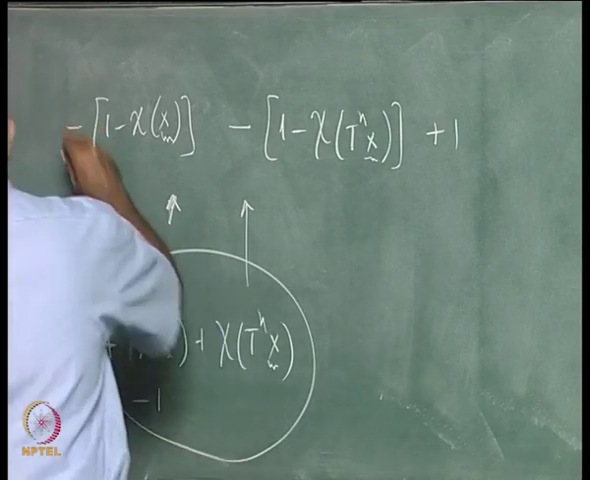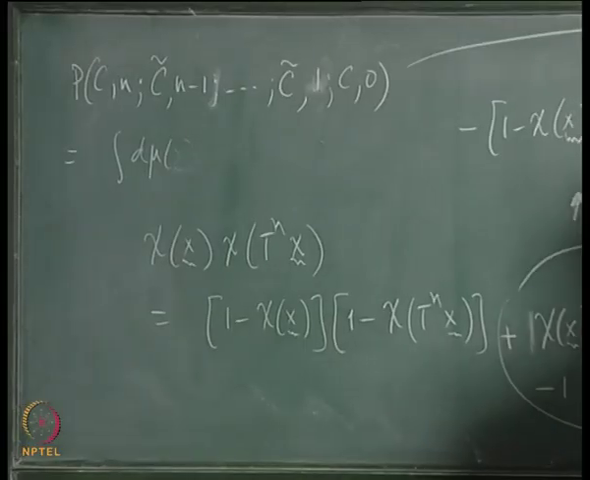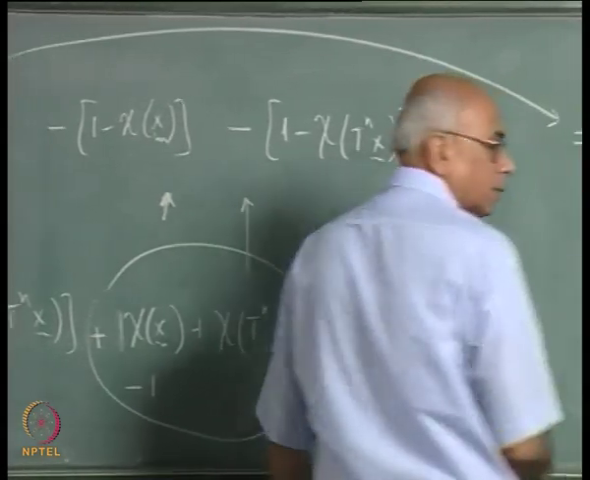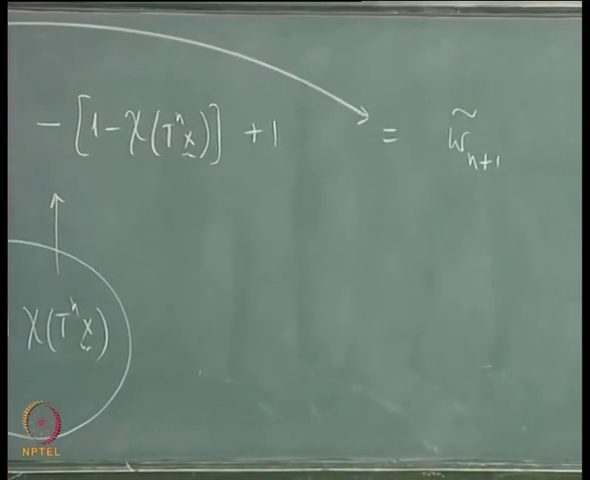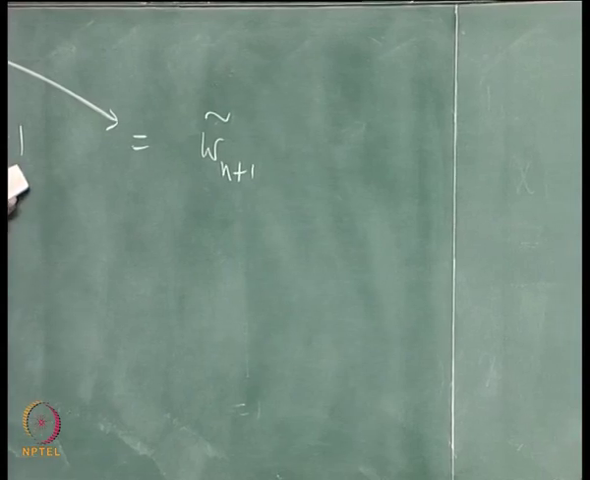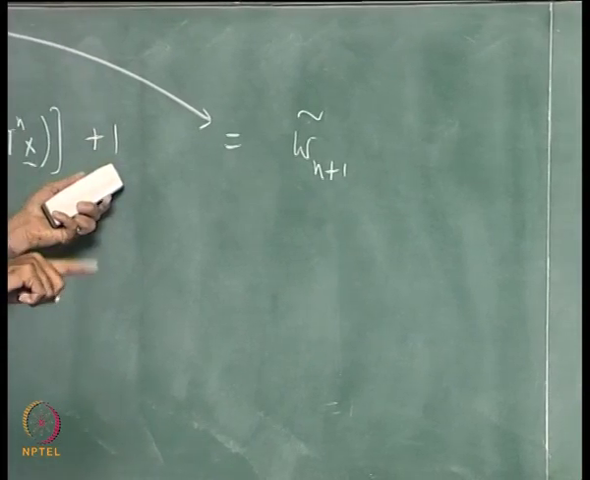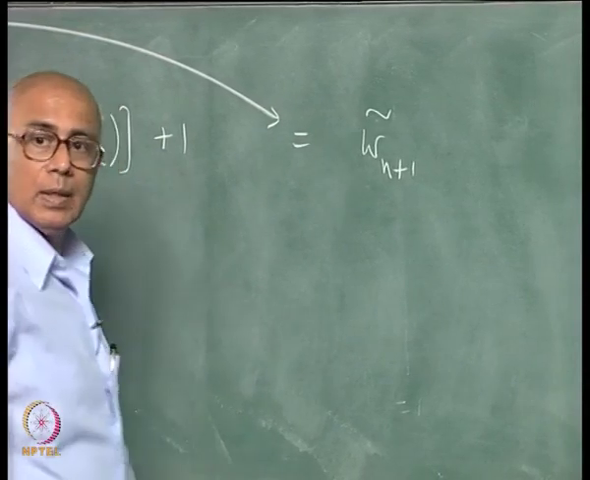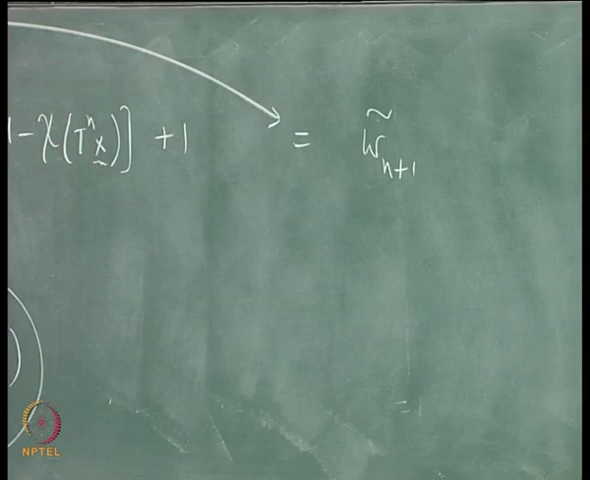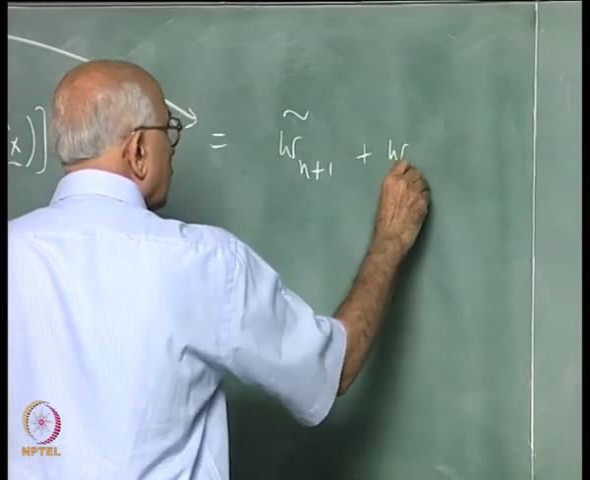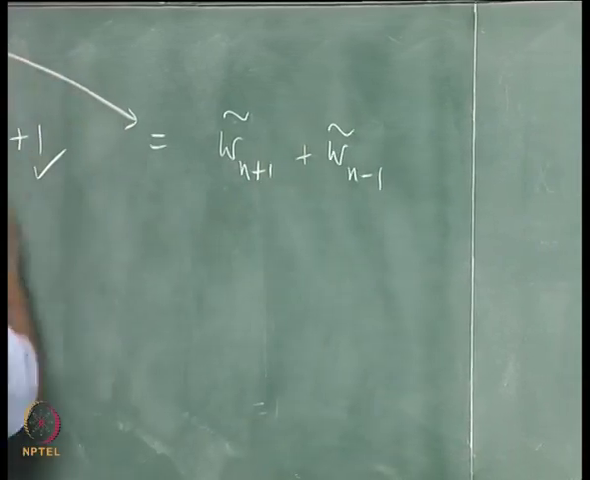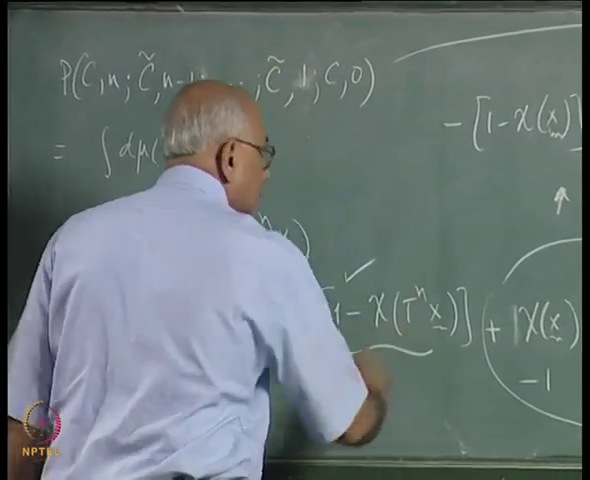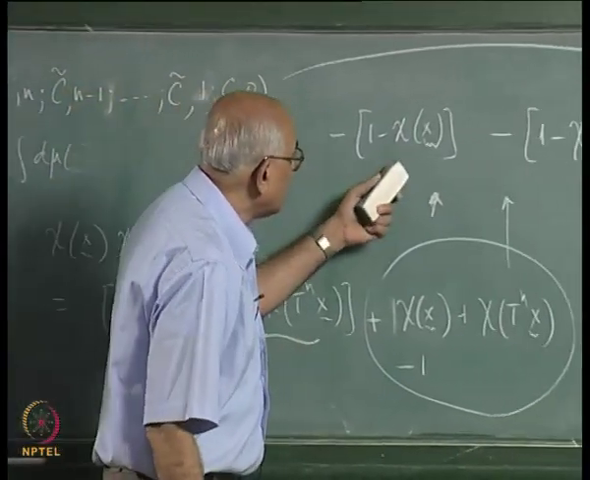I end up with this probability is equal to, we already saw that you had a W̃ of n plus 1, and this term here corresponded to just the product from k equal to 1 to n minus 1, right. So that would give me W̃ of n minus 1 plus W̃ of n minus 1, that takes care of this term and it takes care of the original term, this product. And then I have minus this, minus that.